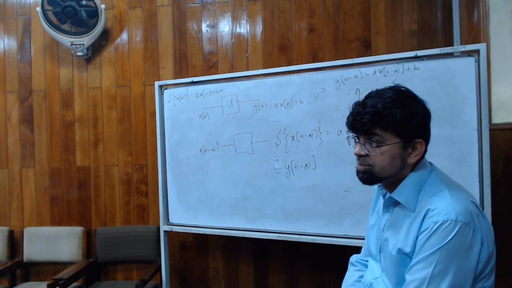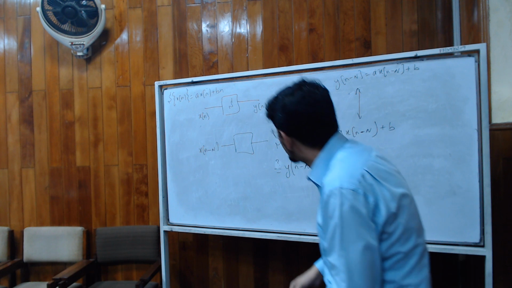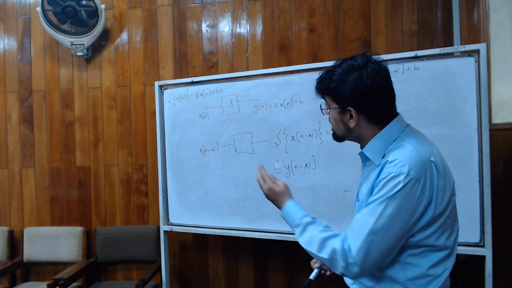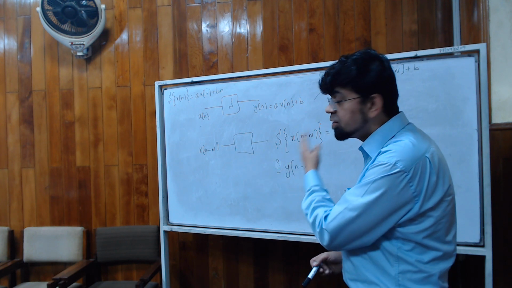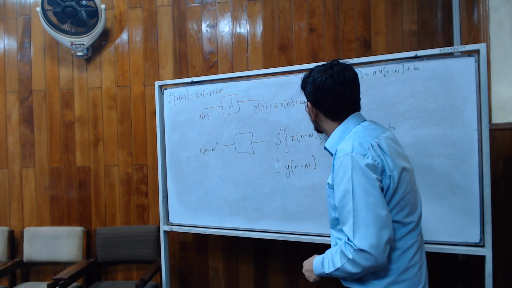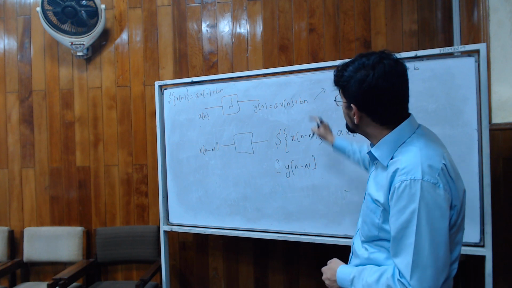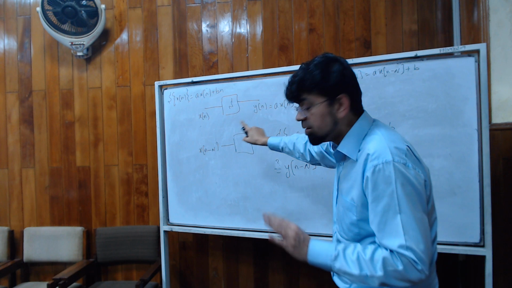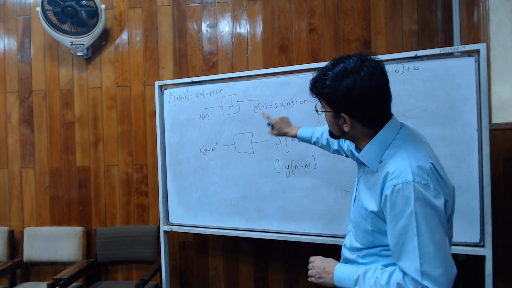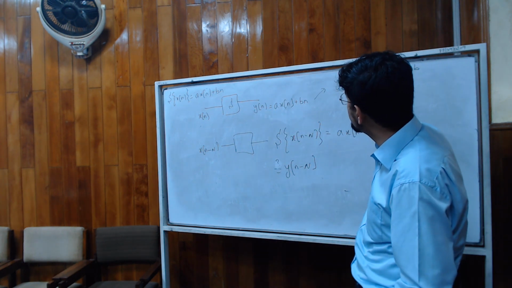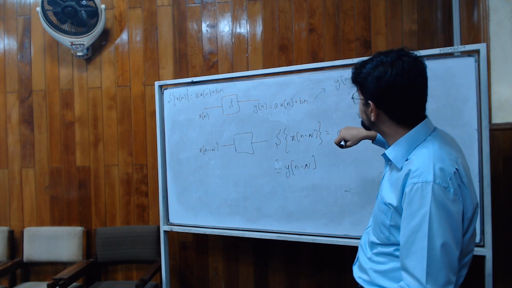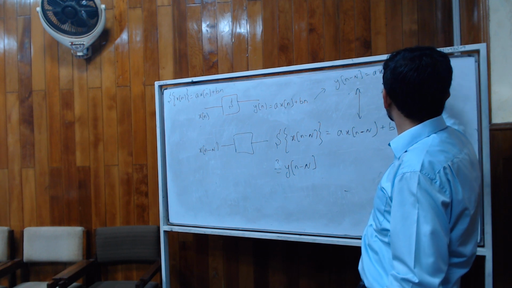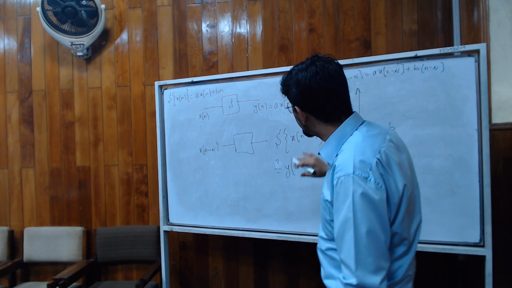What will the first step be? x n goes through the system. What do you get? a x n plus b n. You form y n minus n from here without touching the input. In the next step you touch the input; first you touch the output. You make y n minus n. What do you get? b n minus n... Yes. Now come to the second stage.